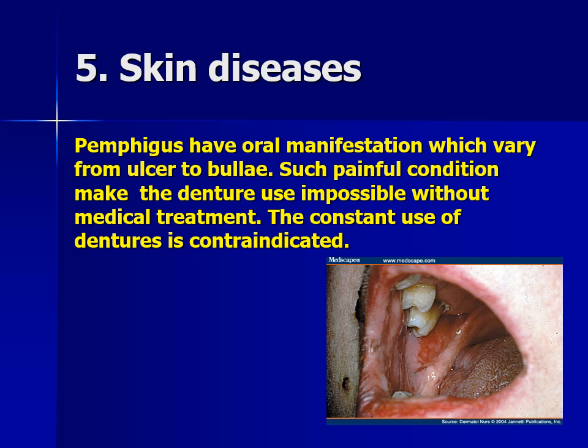Well, skin diseases, a very important disease is pemphigus because it has oral manifestations which vary from ulcers to bullae. Actually, those ulcers are very painful and denture use is impossible in such a condition. Unless treatment is done, the constant use of dentures is contraindicated.